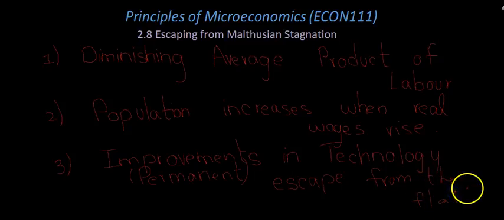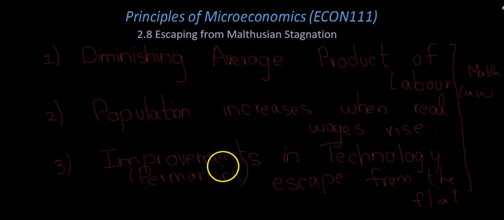And this overall whole is called the Malthus law, because Malthus failed to provide point 3, because he wasn't aware of these improvements in technology which took place after his death, which Adam Smith was able to predict very well. So these are the 3 points. It's also important to know that the permanent, successive improvements in technology offset or remove the diminishing average product of labor.